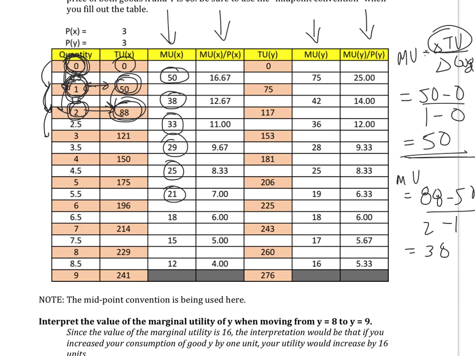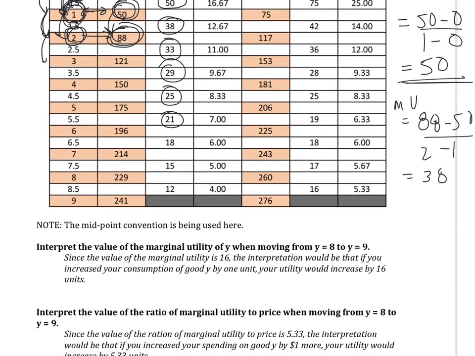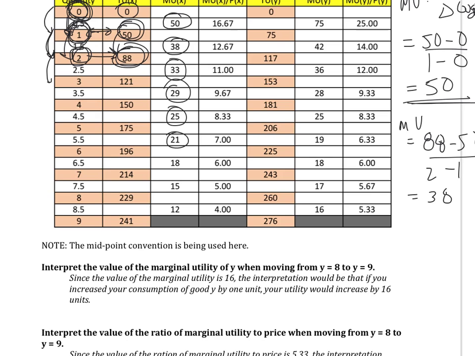So next item is the interpretation. So again, I just asked the question in the quant exercise on the Google form: interpret the value of the marginal utility of Y when moving from 8 to 9. So when we're moving from 8 to 9, we're talking about from here to here, and the marginal utility in moving from 8 to 9 was 16, okay?